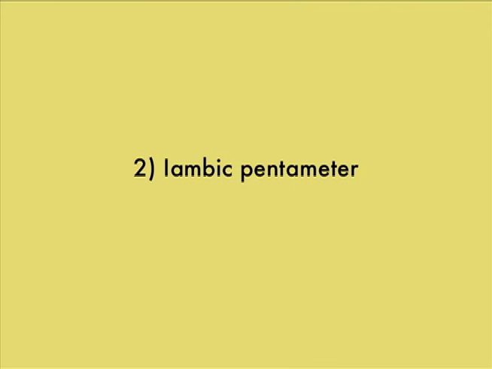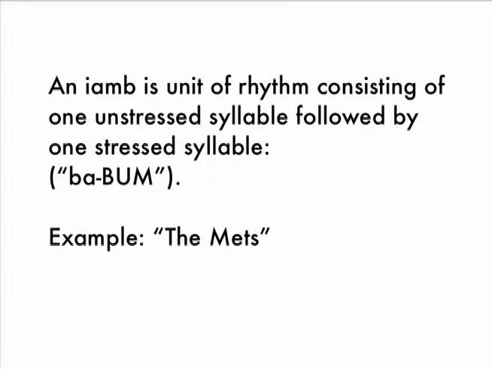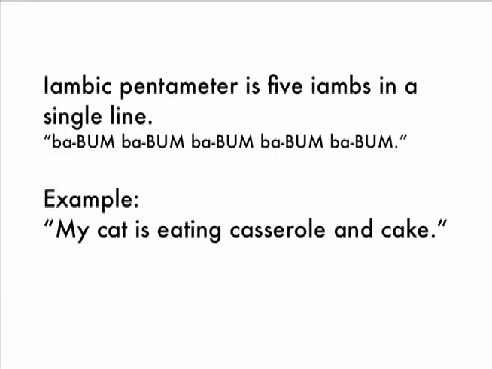Second, let's look at something called iambic pentameter. An iamb is a unit of rhythm consisting of one unstressed syllable followed by a stressed syllable, ba-bum, like the Mets. Put 5 of those in a single line and voila, you have iambic pentameter. Every line should have this kind of rhythm. Ba-bum, ba-bum, ba-bum, ba-bum, ba-bum. It's kind of like a heartbeat.